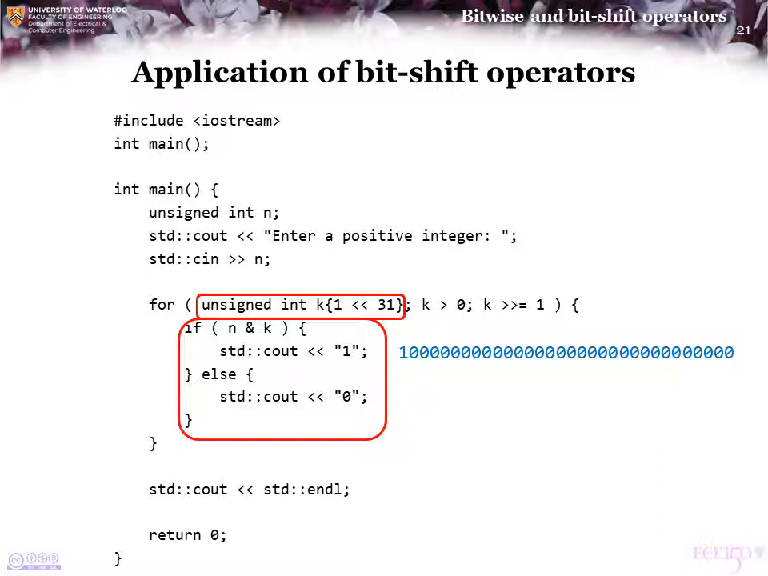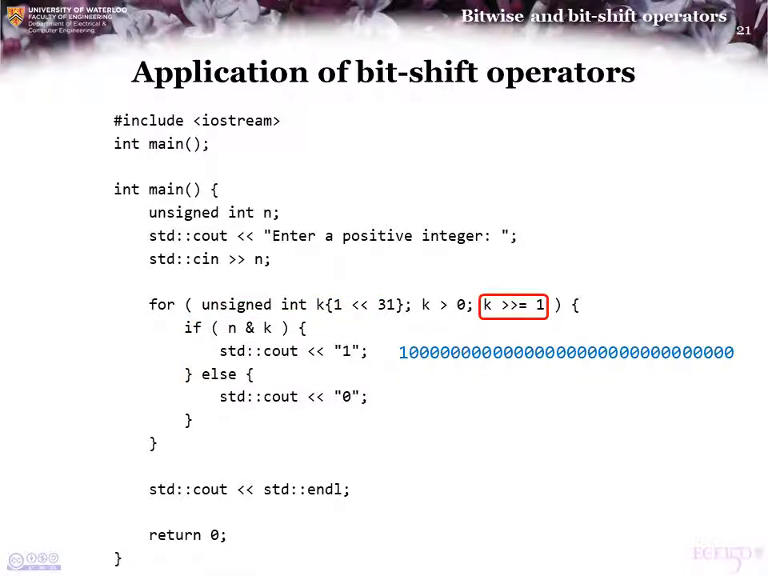Now, when I perform a bitwise AND with this value and n, this is non-zero if the 31st bit of n is 1 and it's 0 otherwise. So if the 31st bit of n is 1, we will print out a 1, otherwise we will print a 0.